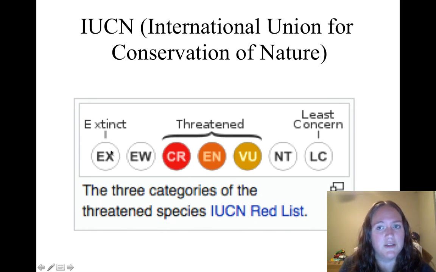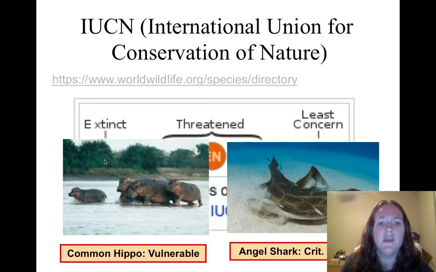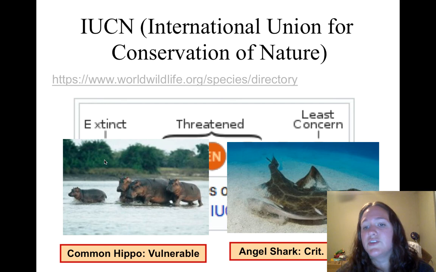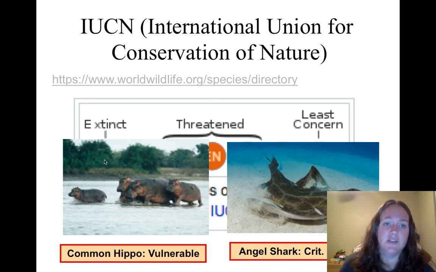And the thing about being extinct is once you are extinct, there's really no coming back from that. You cannot make the animals come back once the last individual has died. And here are some examples of those things. The hippo is considered vulnerable, whereas the angel shark is considered critically endangered.